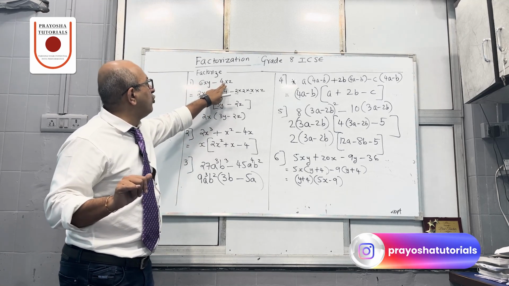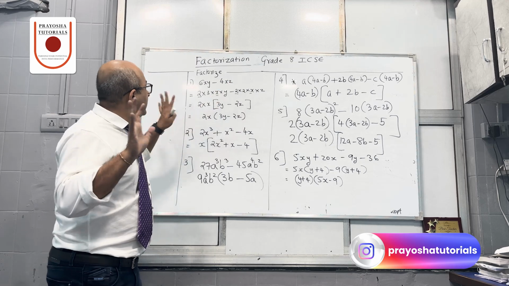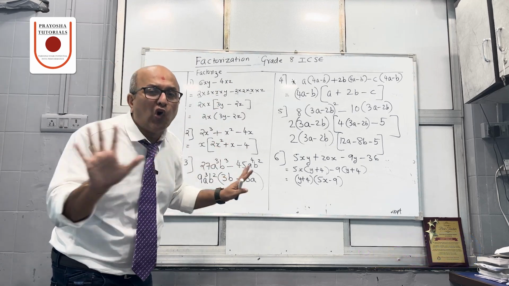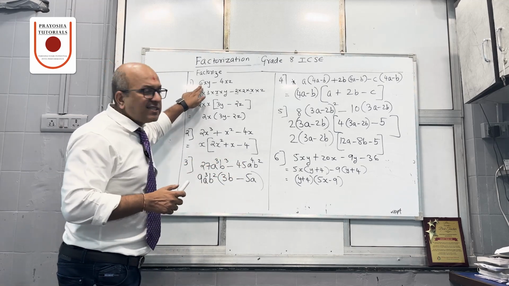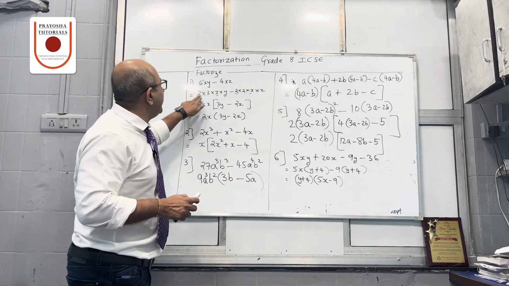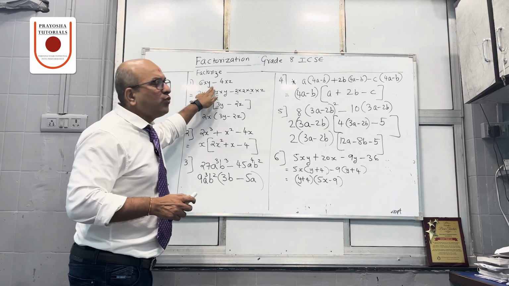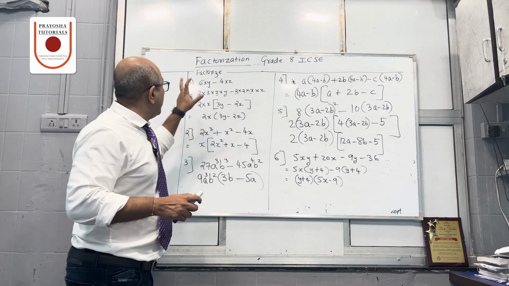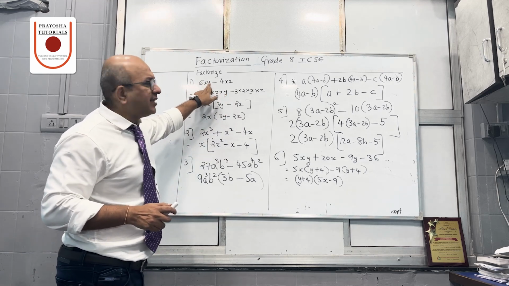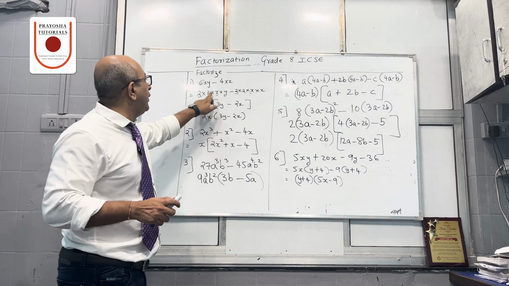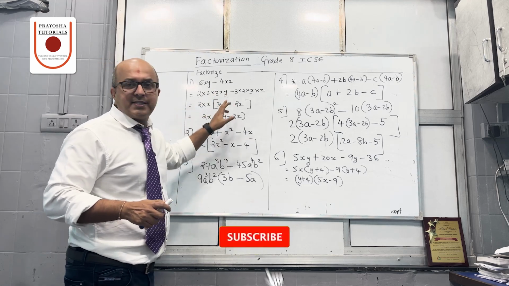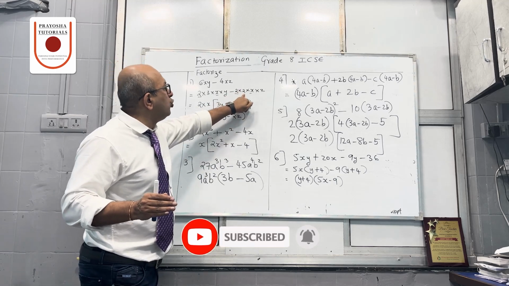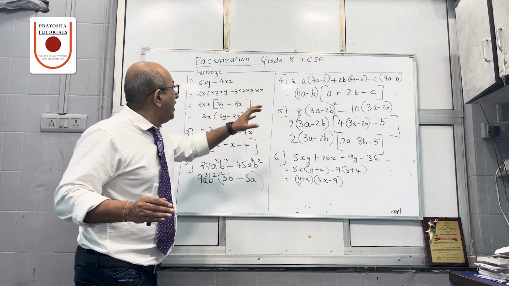6xy minus 4xz. In this, factorize means you need to write factors for all. First, the factors of 6 are 2 into 3, and xy will be written the same, x into y. So 6xy is written as 2 into 3 into x into y, minus 4xz, which will be written as 2 into 2 into x into z.